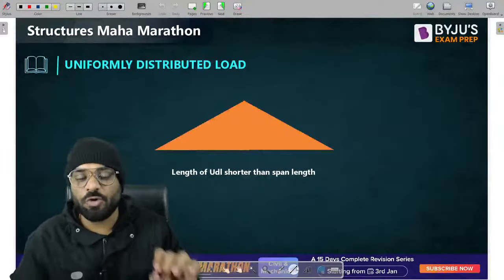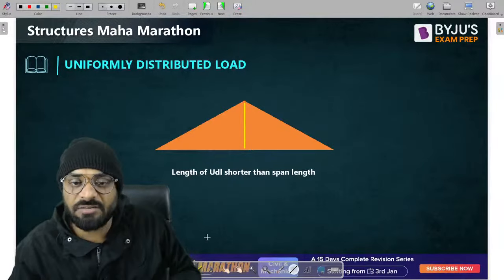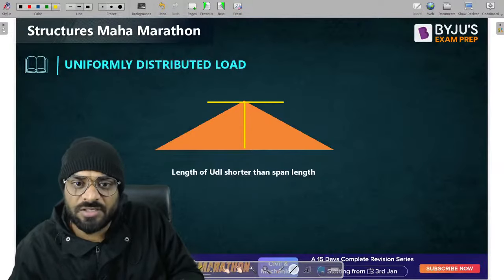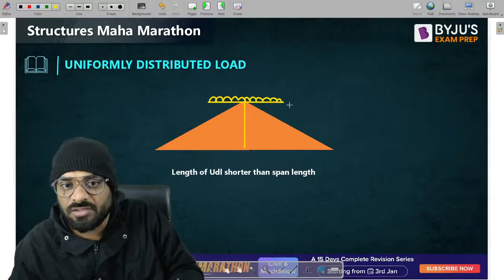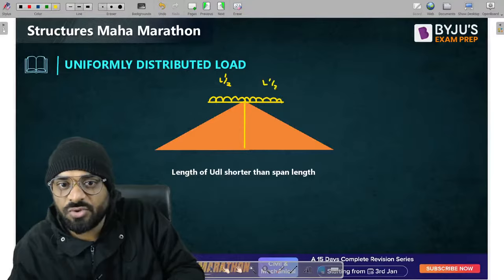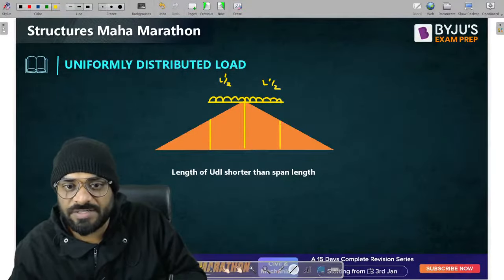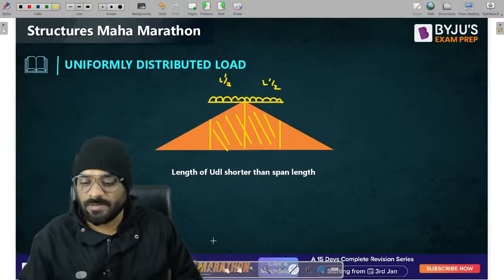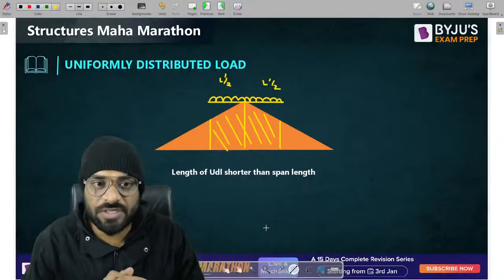Absolute maximum bending moment. Now, absolute maximum bending moment will occur at mid-span in case of UDL. So if it occurs at the mid-span, what you have to do guys? You have to break the length of UDL equally on both sides. That means this value should be L dash by 2, and this value is also L dash by 2. And the absolute maximum value you will get at the mid-span itself. Getting a point or not? Crystal clear to all of you or not? All of you are able to understand guys?